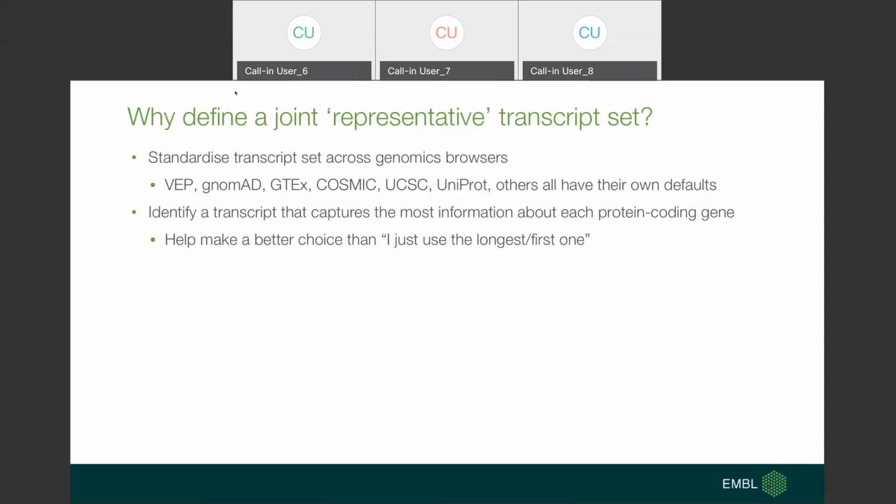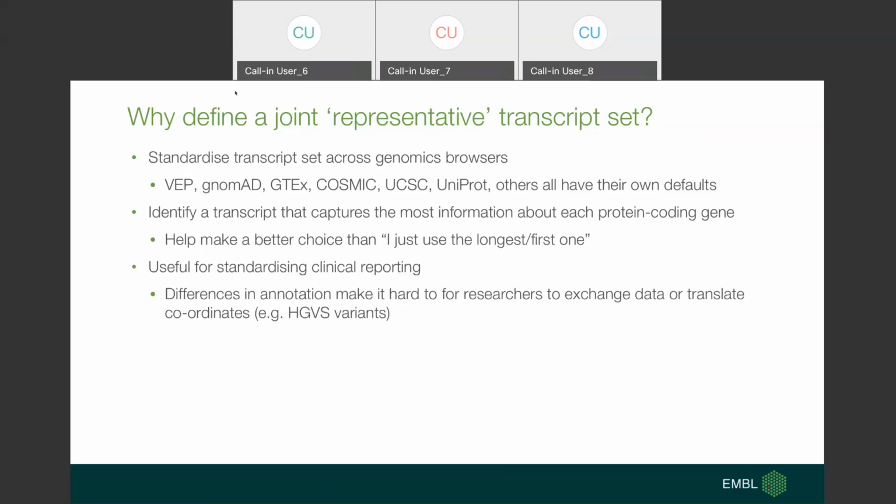Also, we thought if it's useful to define one canonical, then it should be a transcript that captures the most information about each protein coding gene. At the moment, if you look into what these canonicals are, sometimes they are the longest, sometimes they are the first one that was characterized or described, and we thought we could do something better in terms of finding a canonical that is representative of what's happening at that locus.